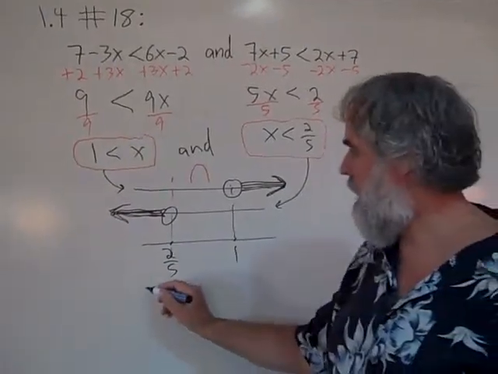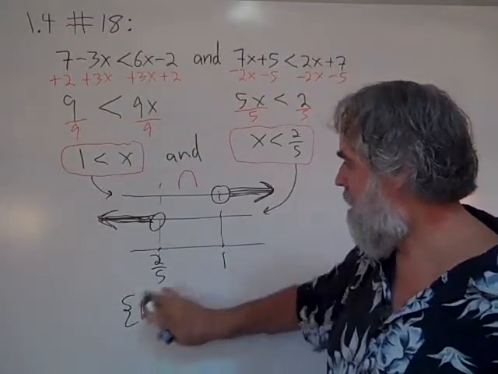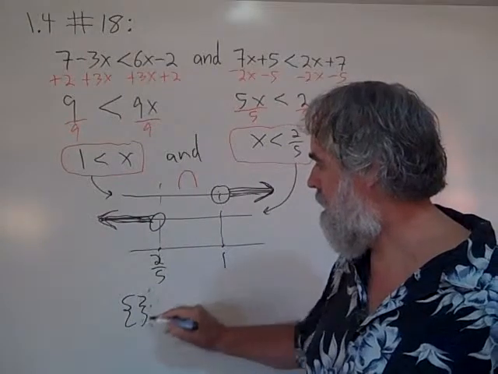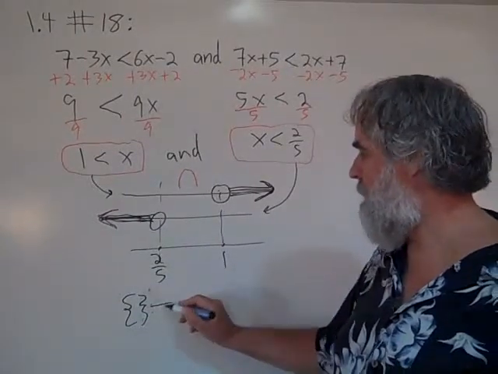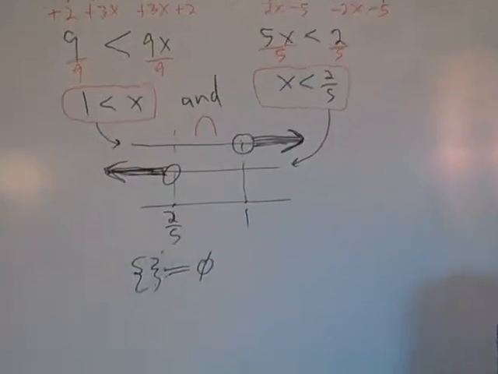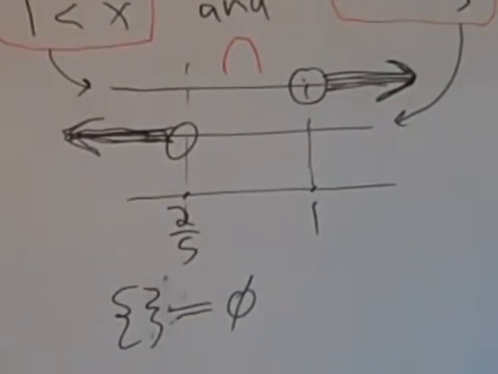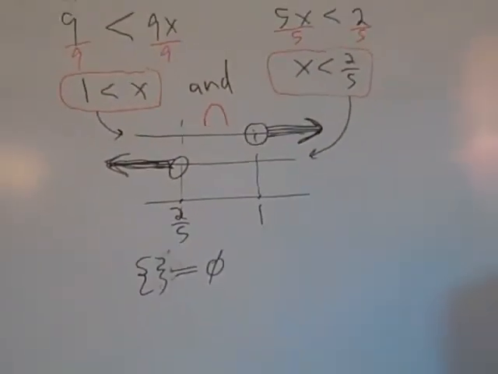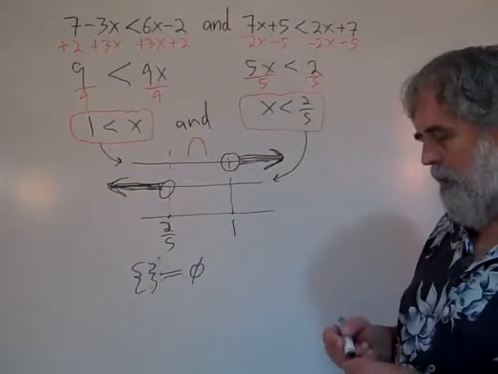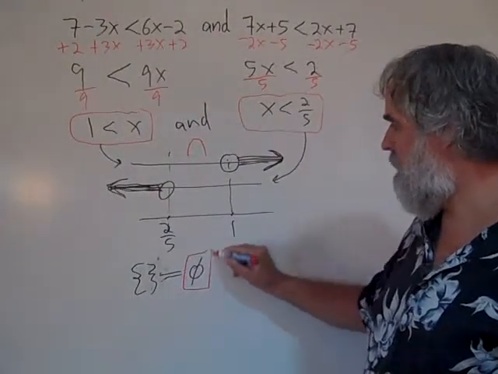Therefore, the solution set is the empty set. The empty set is just a set with nothing in it. The special symbol for the empty set is this. And what's the interval notation for this? Well, there's nothing to graph, so there's no point in putting this in interval notation. The most succinct way of answering this problem is to say the solution is the empty set.